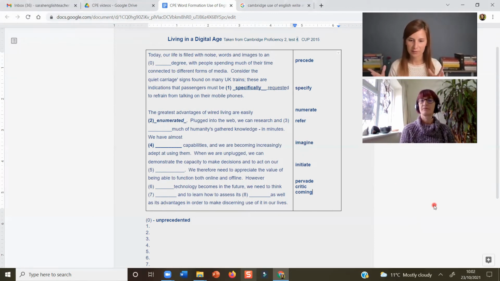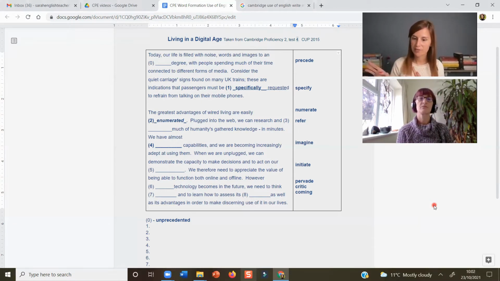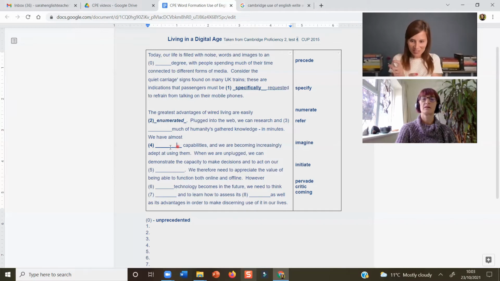Here we have to be very precise and accurate, as we have imagine, which is the verb, but the sentence requires another adverb. We have almost, no, sorry, an adjective in this case. And it is an adjective which starts with a negative prefix. And we also need to put a suffix at the end. Well, to sum up, unimaginable.